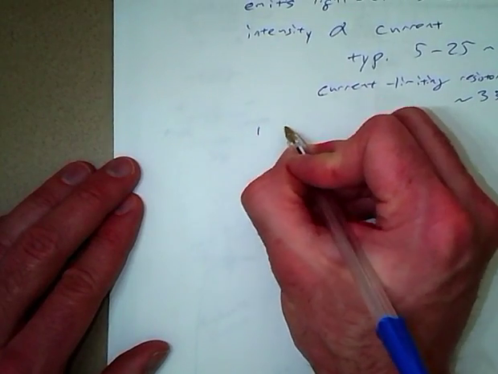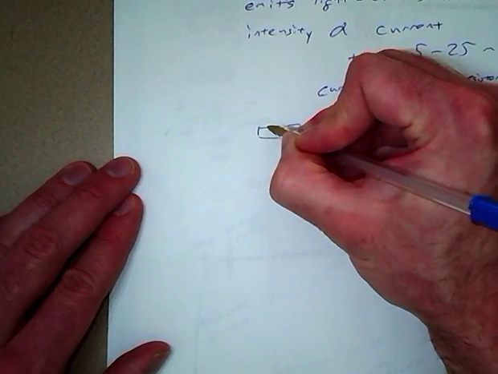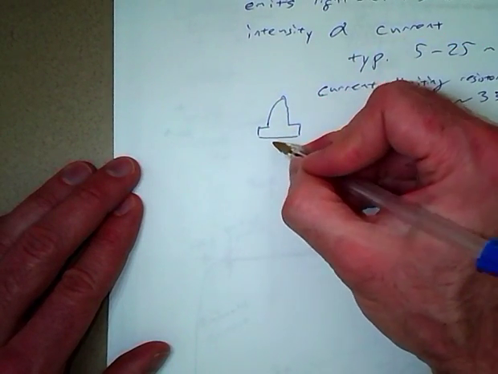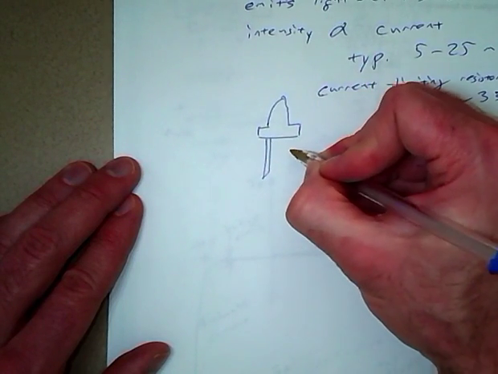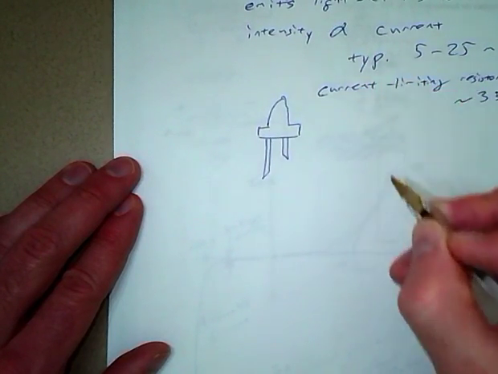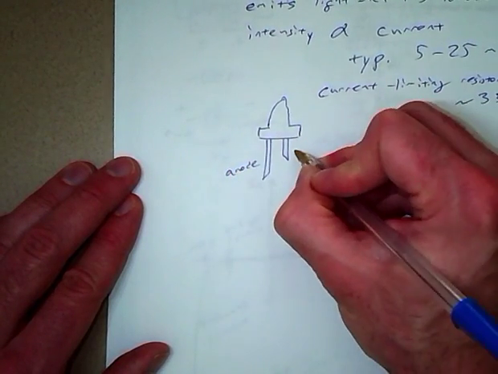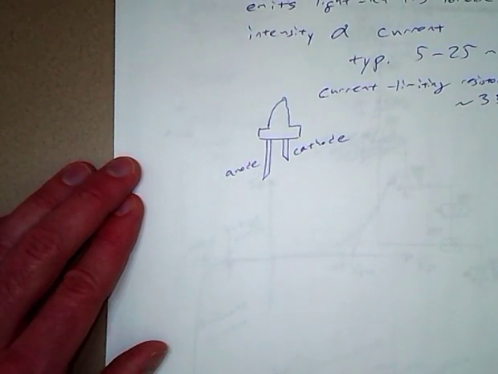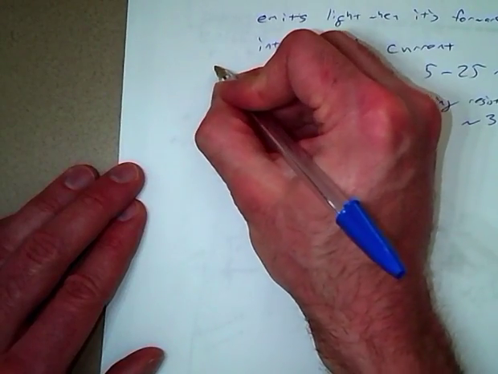So on an LED, we have two leads because it is a diode, and physically an LED looks something like that, and it has one lead that's longer than the other. So the anode is the long lead and the cathode is the shorter one. So one way to remember anode and cathode, which is positive and which is negative.